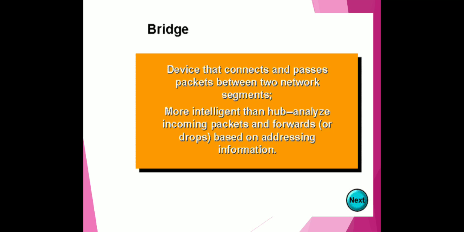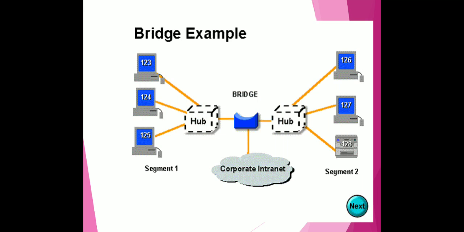A bridge is a device that connects and passes packets between two network segments. It is more intelligent than a hub, analyzing incoming packets and forwarding them based on addressing information. Here, a bridge is connected with two hubs, called segment 1 and segment 2. Bridges are used to segment networks into smaller sections.